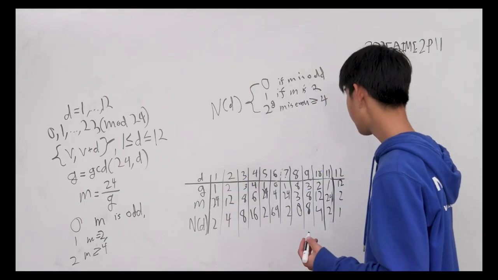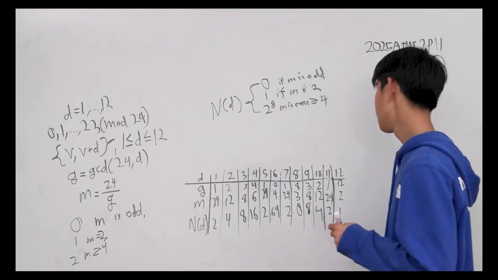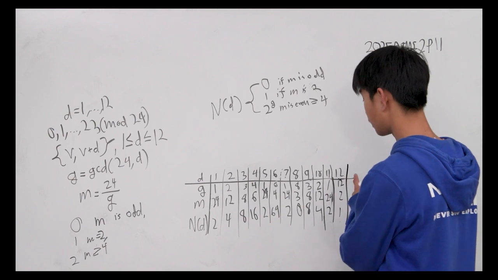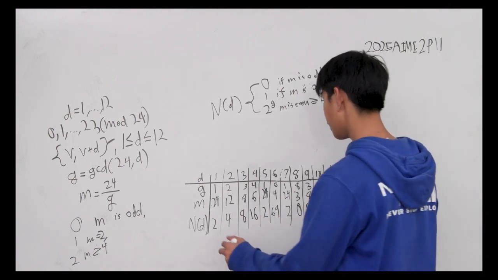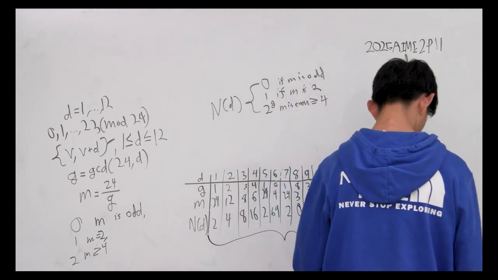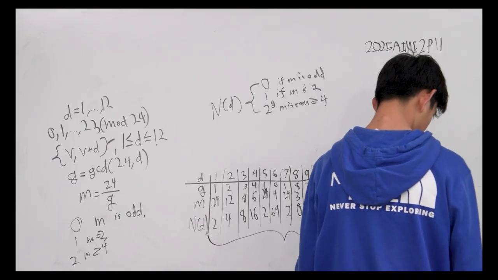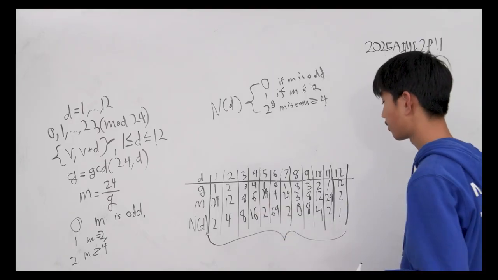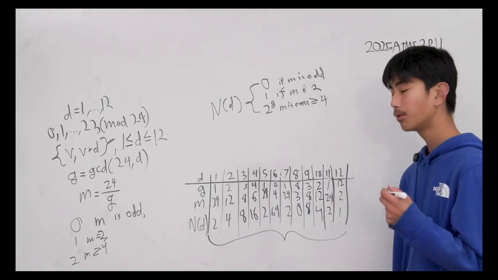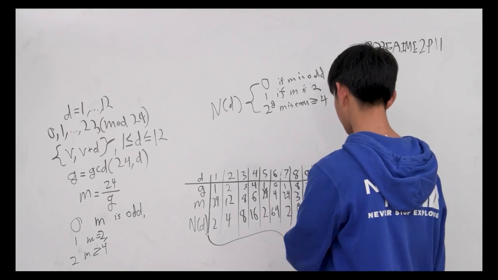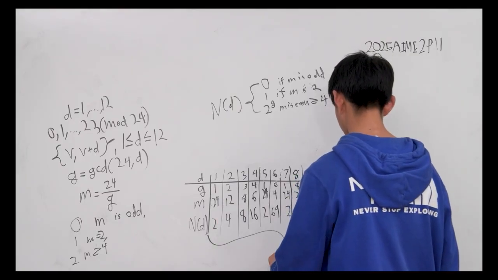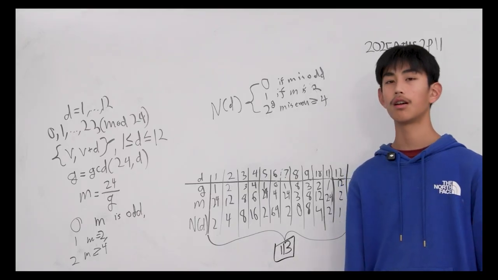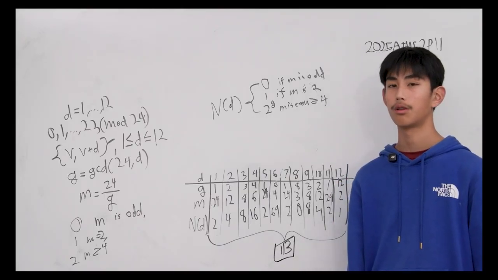So you can keep on doing this redundant process until you have all of them solved, even D is equal to 12, where you then want to sum up all of these numbers. And once you sum up all these numbers, 2, 4, 8, 16, 32, 64, all of that, you will get that the total sum of all these bottom numbers is going to be 113. And 113 is going to be our answer for this problem.